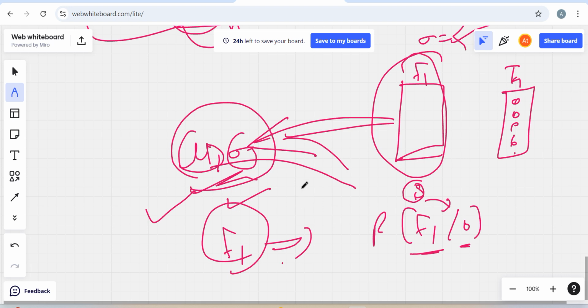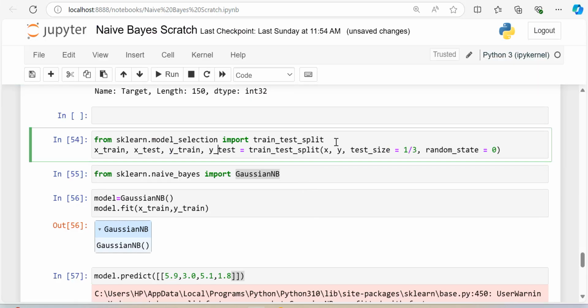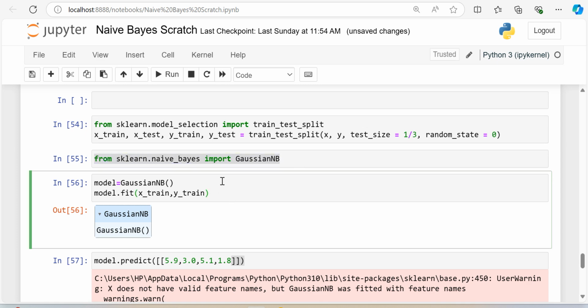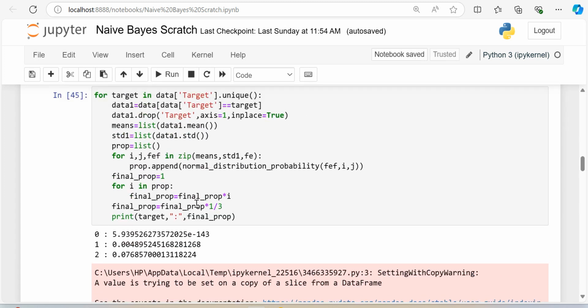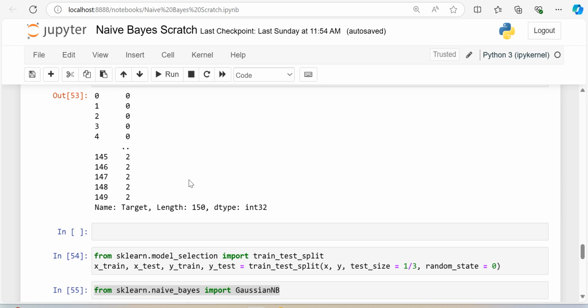I tried to explain it mathematically, and even if you're not comfortable with maths, you are able to use Gaussian naive Bayes directly using this particular library. You can directly use it; there's no need to write this code. I just wrote this code to explain how things are happening. The most important thing is understanding how this model actually works, and I believe now we are able to understand this. There are also some assumptions in this Gaussian naive Bayes model.